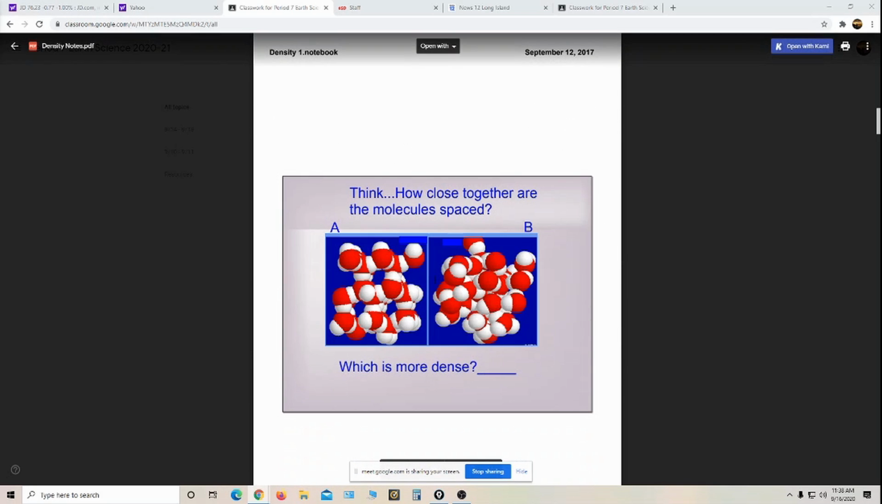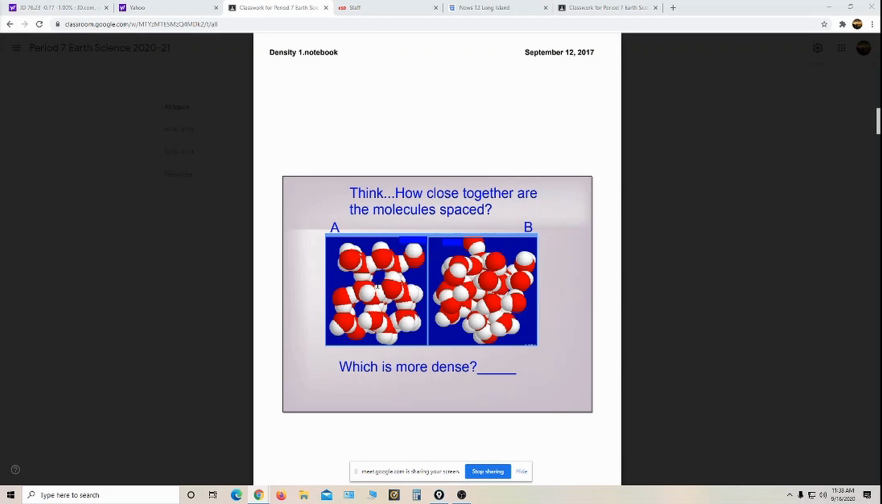If you want to visualize it, you can look at these pictures right here. This picture on the left is a little bit more spread out than the one on the right. So B would be the solid and A would be the liquid. If you were to heat that up, the A would turn into a gas.